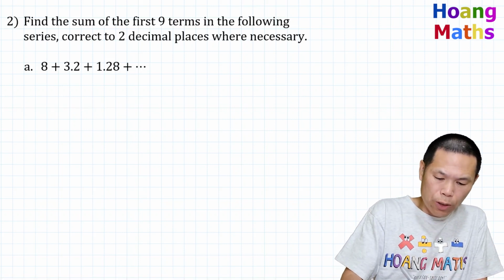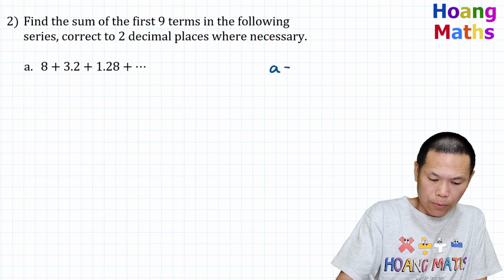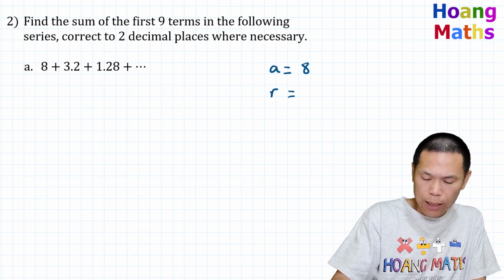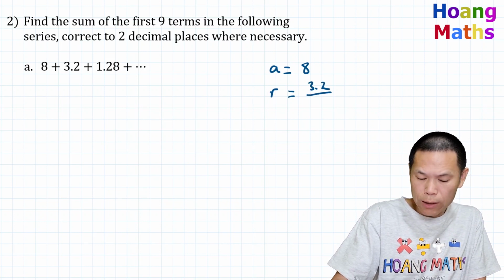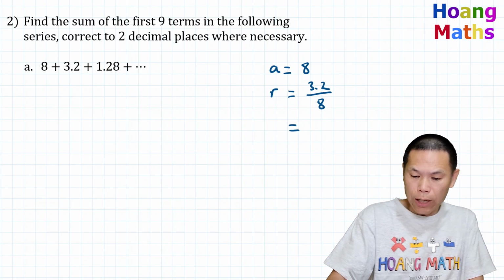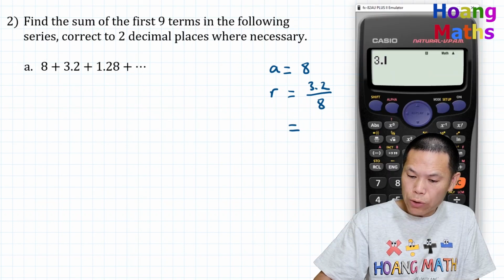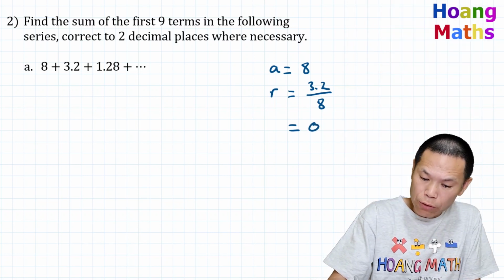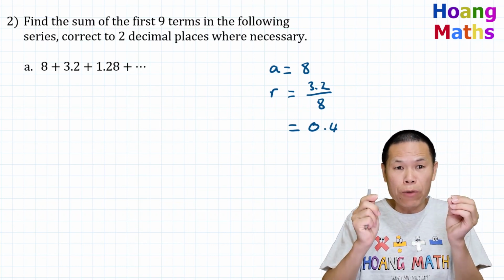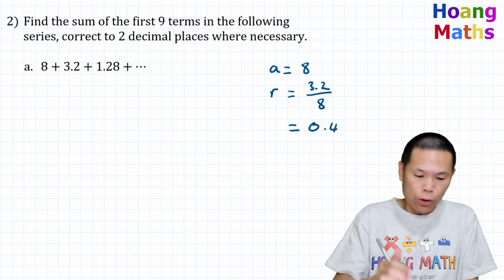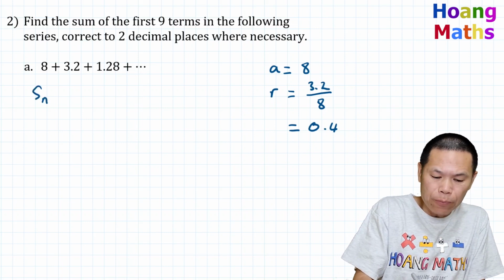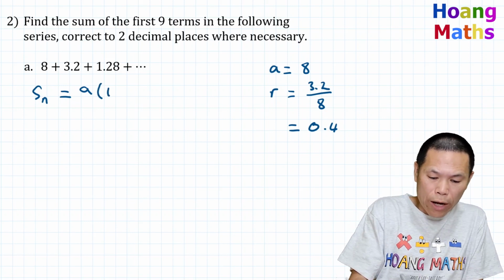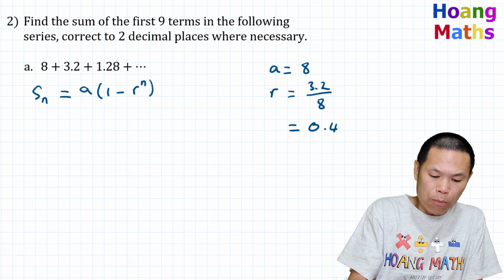So first of all, we know that A is equal to 8. And the common ratio, R, let's use term 2 over term 1. That is 3.2 over 8. So now just put that on the calculator. 3.2 divided by 8. So there you go, 0.4. Now, because the common ratio is between negative 1 and 1, we use this formula here. S of n equals A, instead of R power of n minus 1, we use 1 minus R power of n. Okay, keep that in mind.